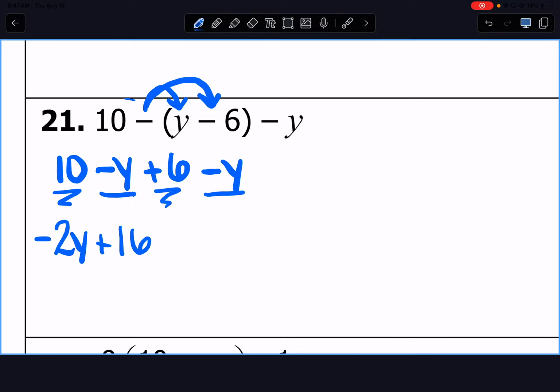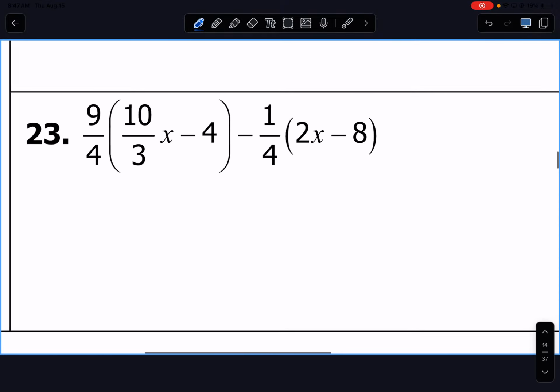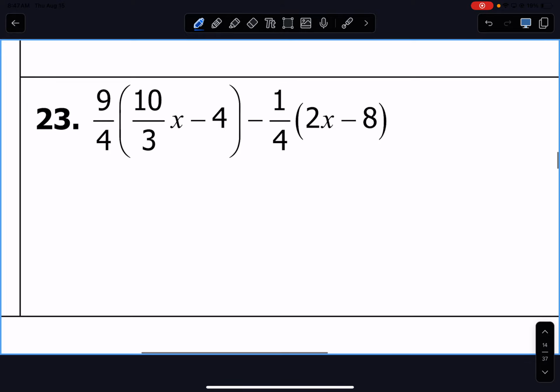All right, now let's look at 23. It's a fraction one, and then we're done. Oh, we're done completely? Well, I don't know. We'll see. It depends on the time.